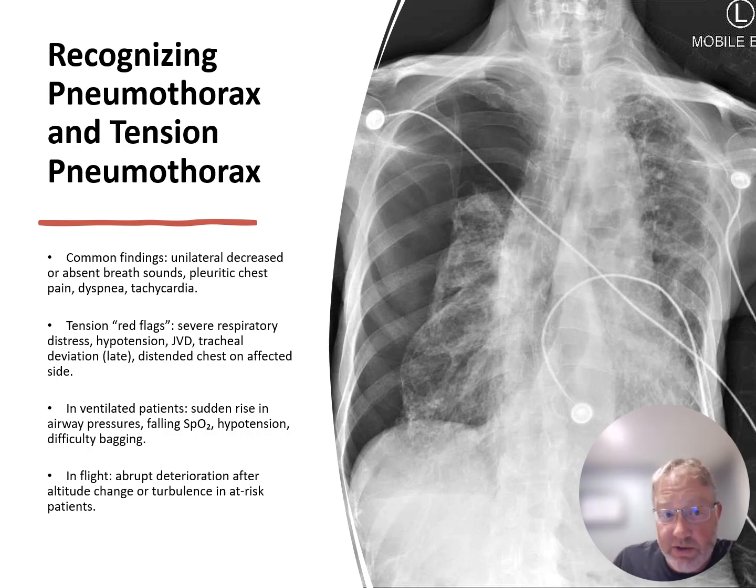In the ventilated patient, the tension pneumothorax often presents as a sudden rise in peak airway pressures, a drop in SpO2, hypotension, and difficulty bagging if you're bagging the patient. That's a DOPES mnemonic moment for you if you want to go back and review that. In flight, any abrupt deterioration in an at-risk patient after an altitude change should make you think about an expanding or worsening pneumothorax.